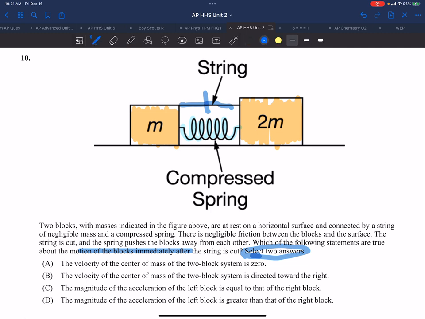So this we recognize right off the bat as a law of conservation of momentum. So P0 equals P. The initial momentum is 0. So the momentum of the system at every moment in time afterward must be 0.